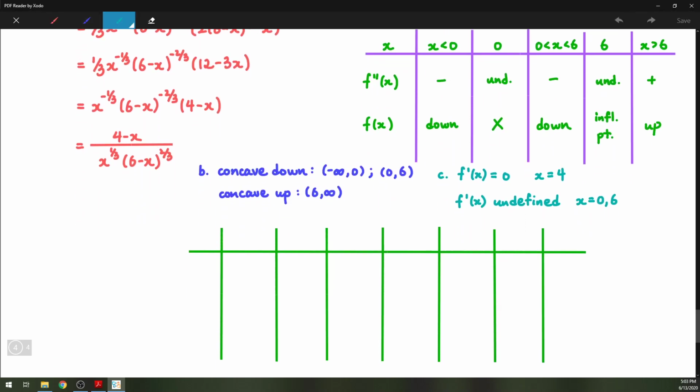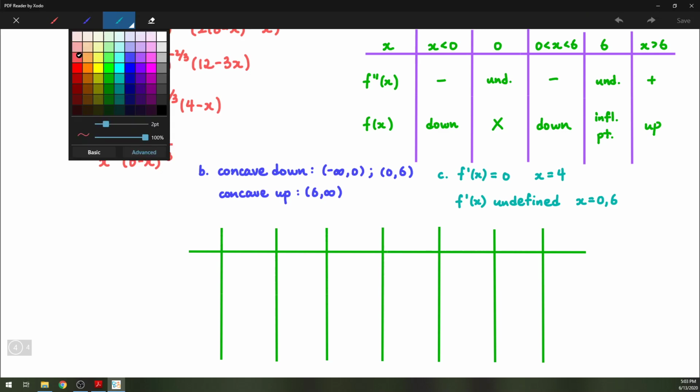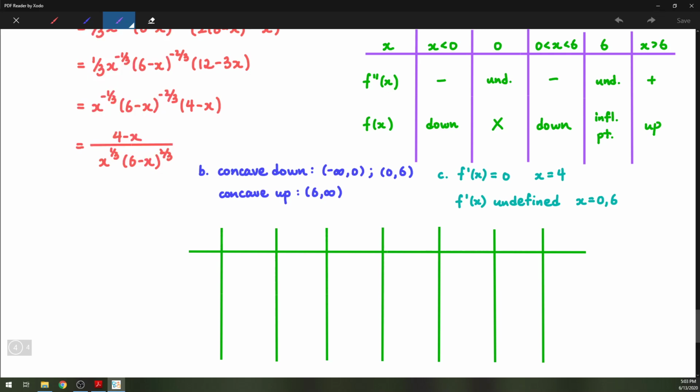All right, so we have then another table to fill out with the information that we just got. So we have here 0, 4, and 6, right? We have 3 critical numbers to look at. So the number line is being cut into 4 parts. First is x is less than 0, then x is between 0 and 4, and then x is between 4 and 6, and finally x is greater than 6.